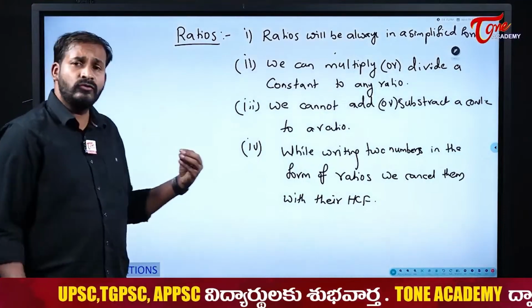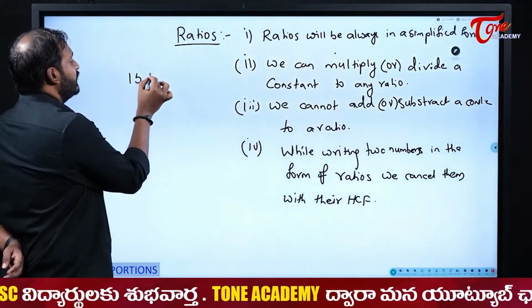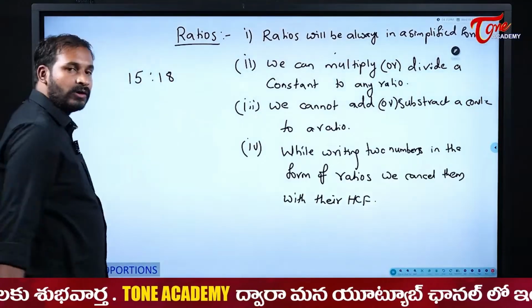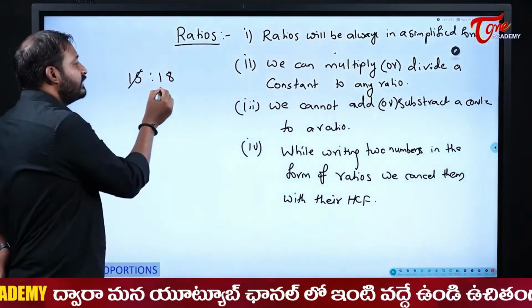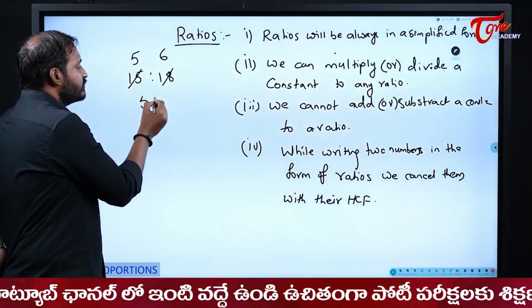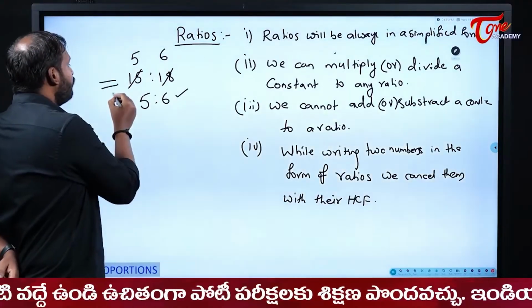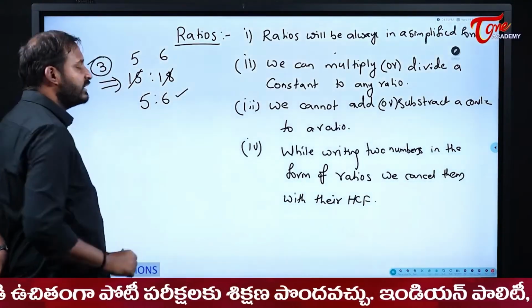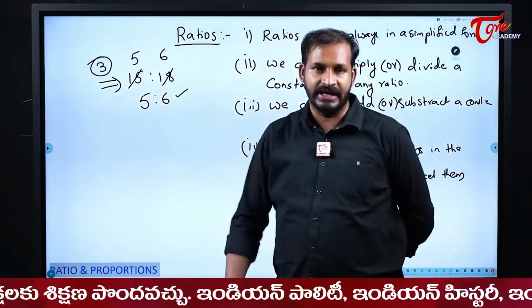So while writing two numbers in the form of a ratio, take for example, if I want to write the ratio between 15 and 18. With what table can I cancel 15 and 18? With the 3 table. 3 5s, 3 6s. So that means what happens to its value? It becomes 5:6. But if you observe carefully, with what table have I cancelled it? With the number 3. If you observe carefully, 3 is the HCF of 15 and 18.